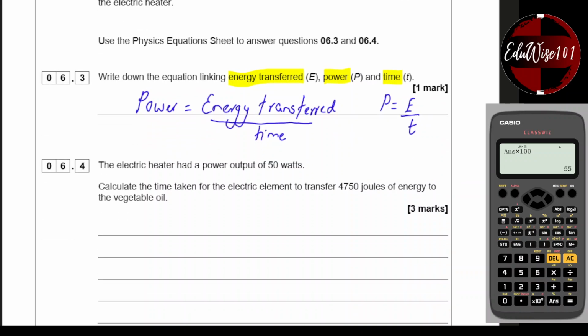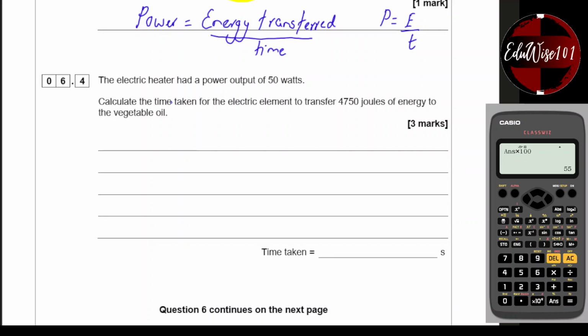Question 6.4. The electric heater had a power output of 50 watts. So that's the power. Calculate the time taken. So they want you to find the time taken for the electric element to transfer 4,750 joules of energy to the vegetable oil.